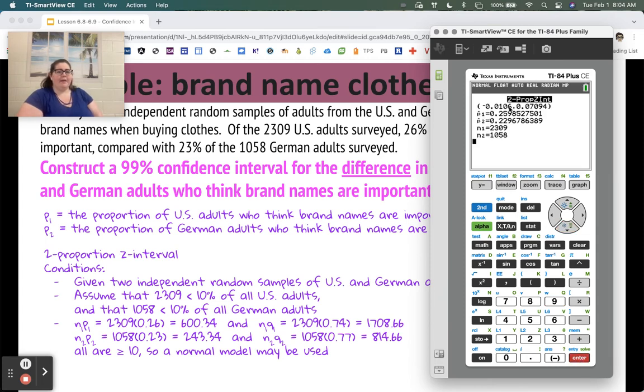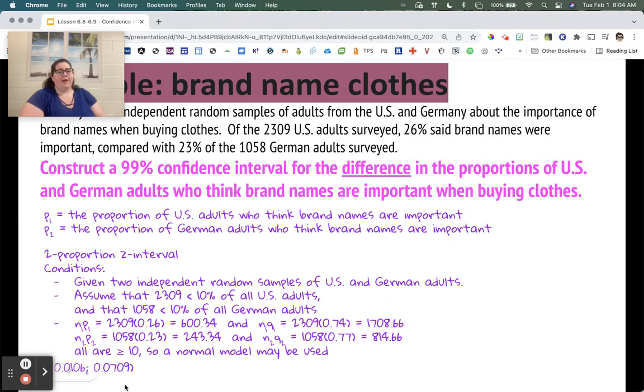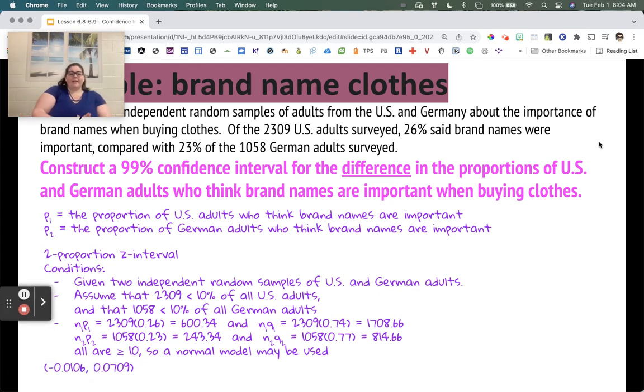And it's going to very magically and very quickly give me an interval of negative 0.0106 to positive 0.0794. So that is my interval for this problem.